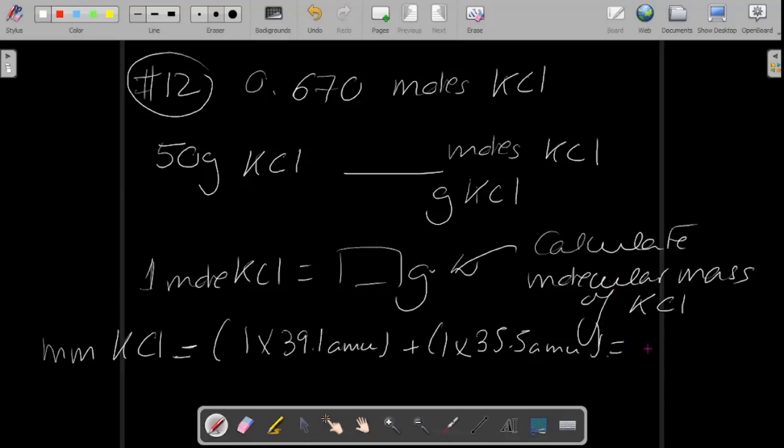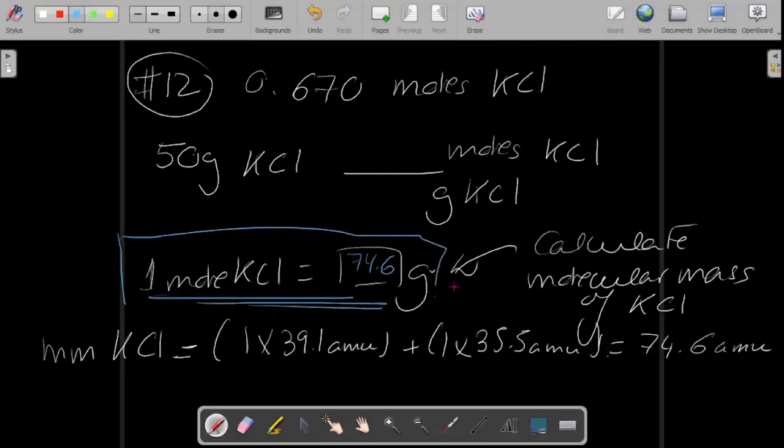If you do the math, your molecular mass in atomic mass units is 74.6 AMUs. And I said, okay, don't call it AMUs, call it grams. And then you have your conversion factor. Let's put it inside here. 74.6. This is what I needed. This is how they are related: 1 mole equals 74.6 grams.